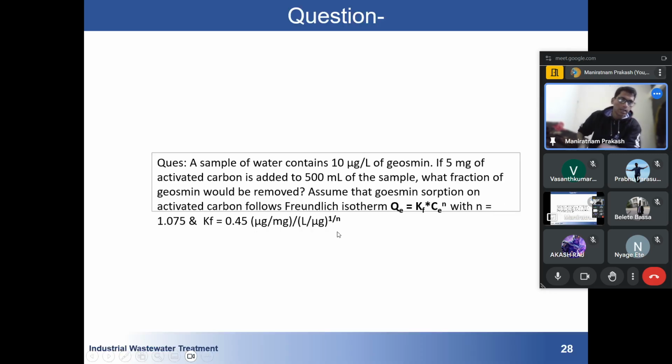It is saying that the mechanism behind the removal process follows the Freundlich isotherm, whose equation is given by QE = kf into CE to the power n, where n is 1.075 and kf is 0.45. You can look at the unit, and you have to find the equilibrium concentration, or the percentage of how much fraction of geosmin has been removed. As a hint, we have solved a simpler version. We know QE is given by kf into CE to the power n, and there is one more formula of QE. So we can equate these equations and find out CE. This was just a hint that you have to find CE.